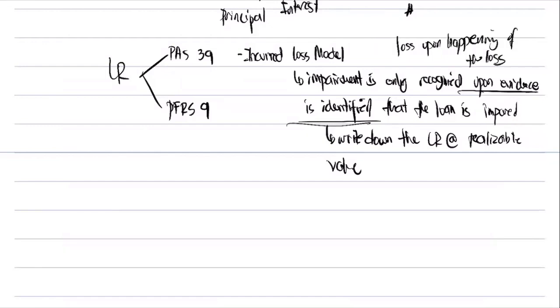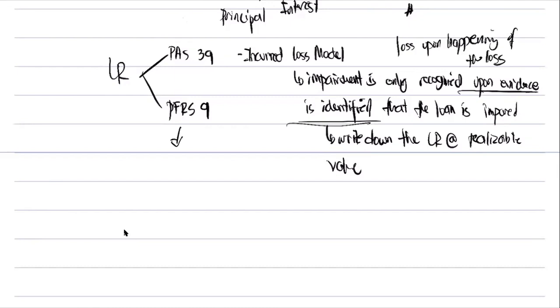So kung kailan nangyari yung loss, dun lang tayo magre-recognize ng loss or impairment loss. Kaya nga siya tinawag na incurred loss model. You will only recognize the loss once it is incurred, and it is incurred at the happening of the loss. So we try to write down it at the realizable value. How about under PFRS 9?